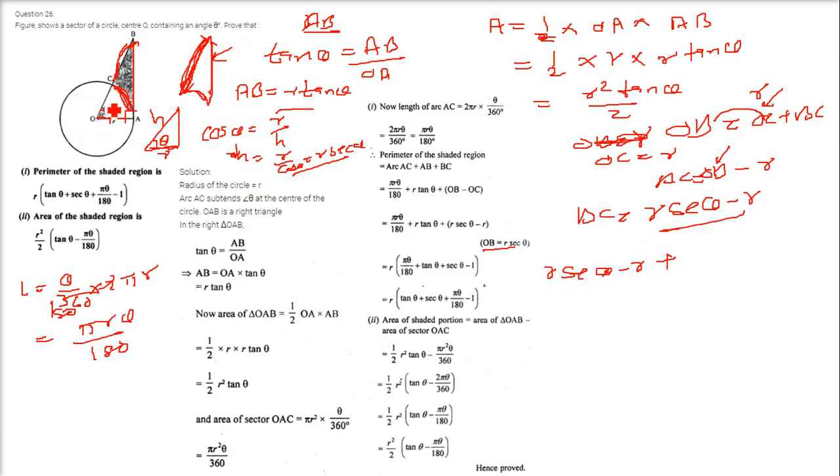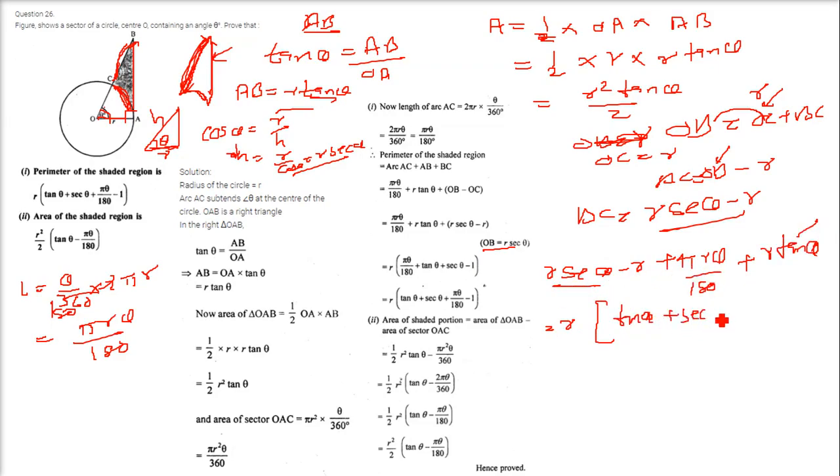Then we have this length of the arc. We just found out length of the arc to be pi R theta by 180. And then we have this line AB. AB was R tan theta. Okay. Now I just take R outside. What do you get? I'm taking first this one, tan theta.